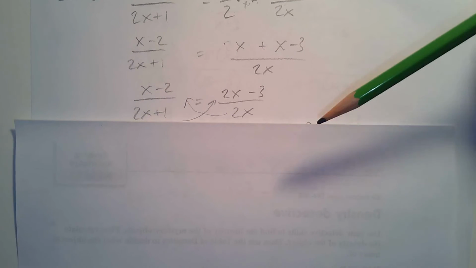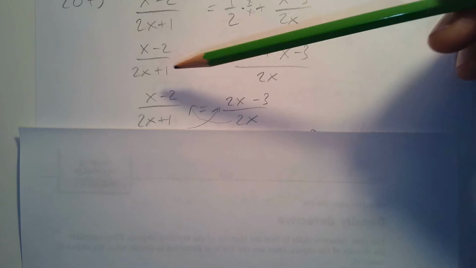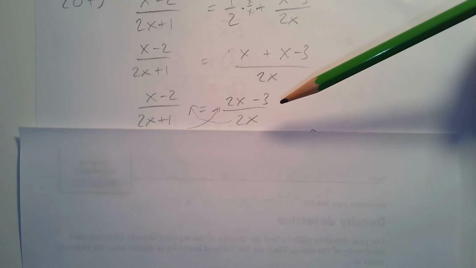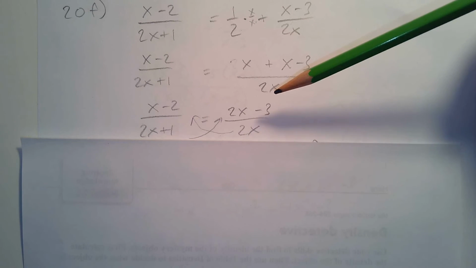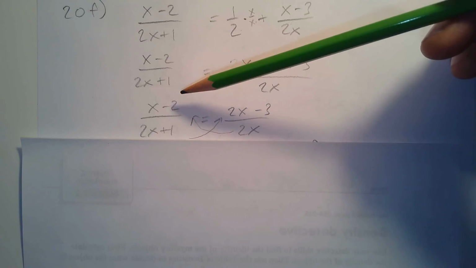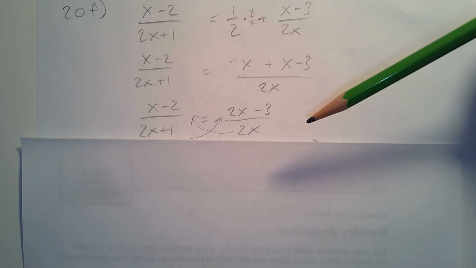Okay, so now what might have confused you on this one is you might have looked at it and said, well, there's a 2x there and a 2x here. Can't I just cross that out? But they have to be completely the same on the bottom. Okay, so because this has that plus 1, you can't cancel these two out.